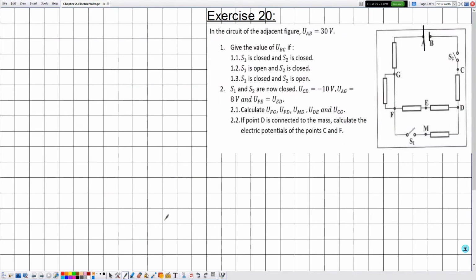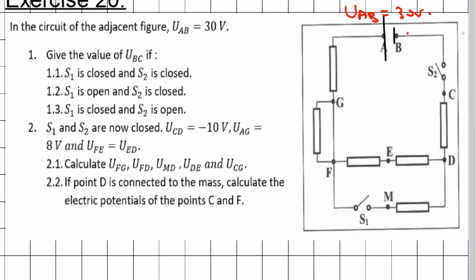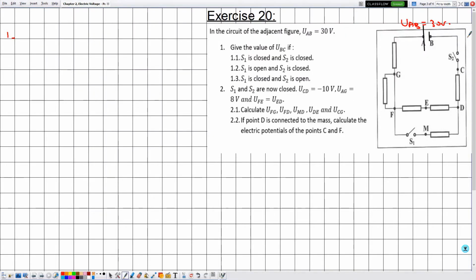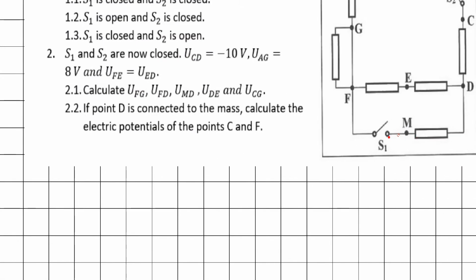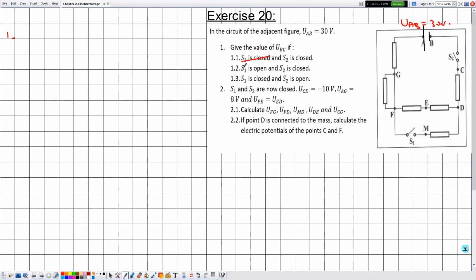Now as for exercise number 20, they are telling me in the circuit of the adjacent figure UAB is equal to 30 volts. In number 1, they are telling me give the value of UBC if. So notice that UBC represents the voltage across the switch S2. S2 is in series with the battery. So if it is open, then it will have the same voltage of the battery up to a plus or minus sign. If it's closed, it will be 0, independent if S1 is open or closed. So here in this case, we can neglect these statements. So they are just present to confuse us.